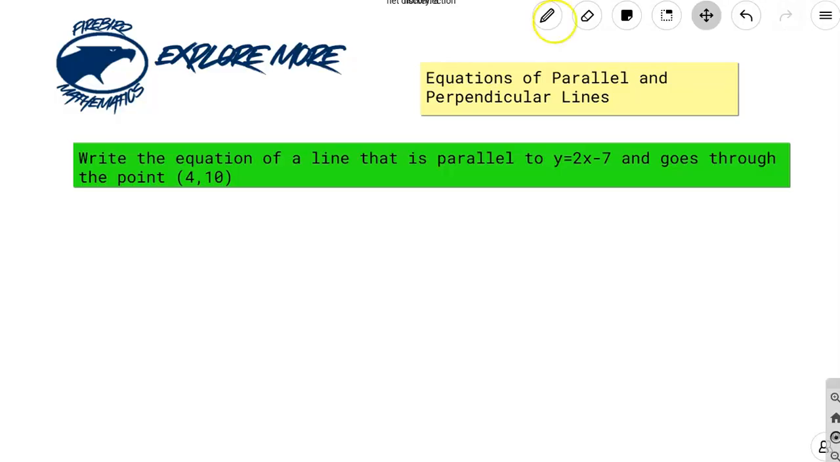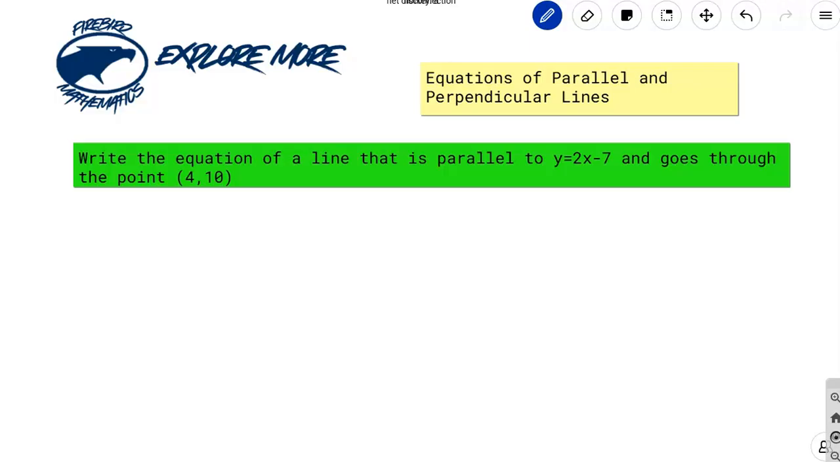Okay, so the problems that you're going to see today are going to look like this. It says write the equation of a line that is parallel to the line y equals 2x minus 7, and it goes through the point (4, 10). Okay, so we're trying to create a new equation, find a new line that's parallel to y equals 2x minus 7, but goes through this point (4, 10).